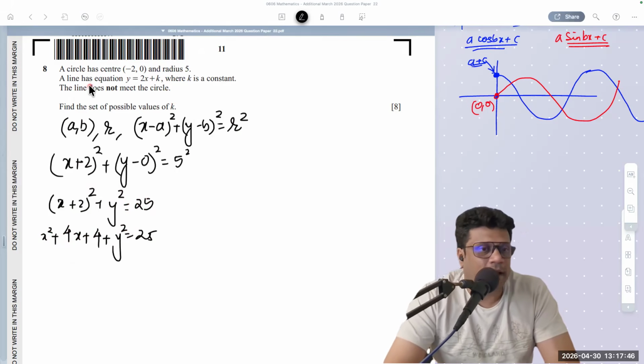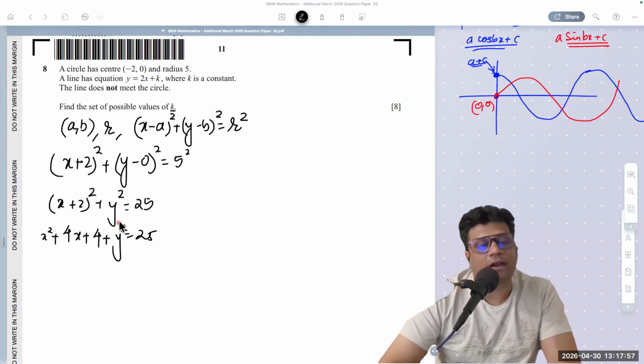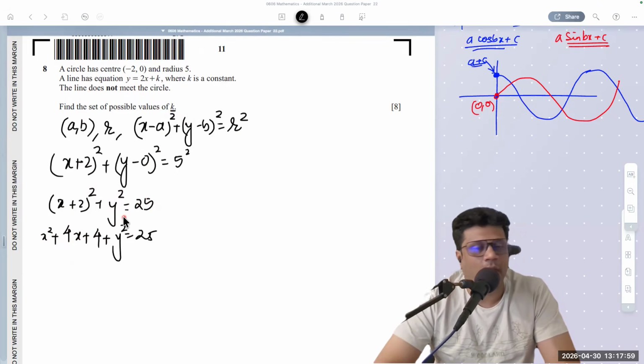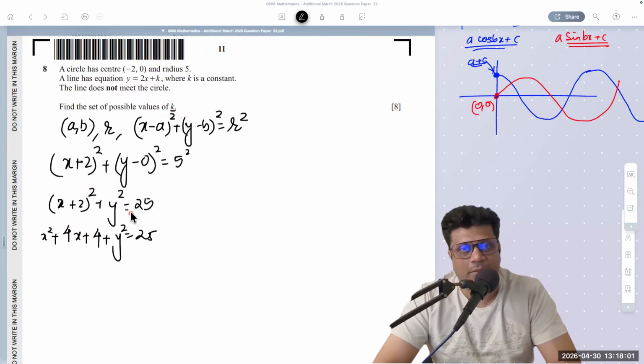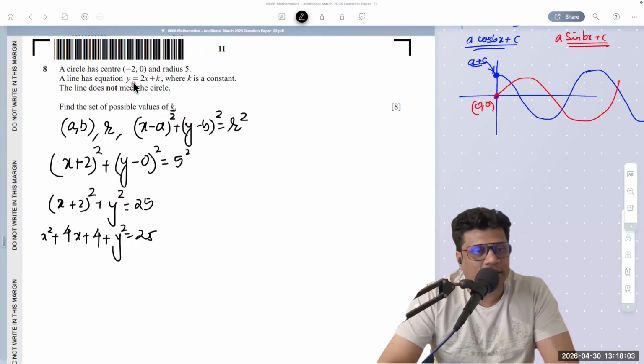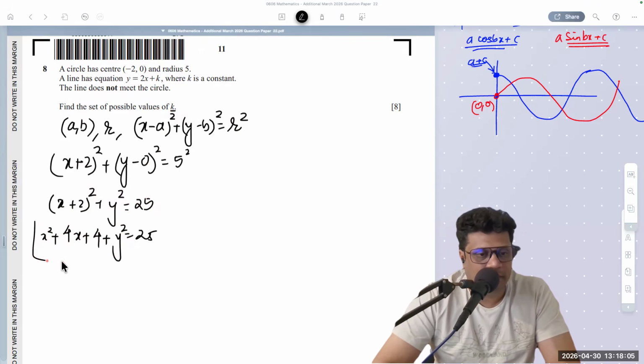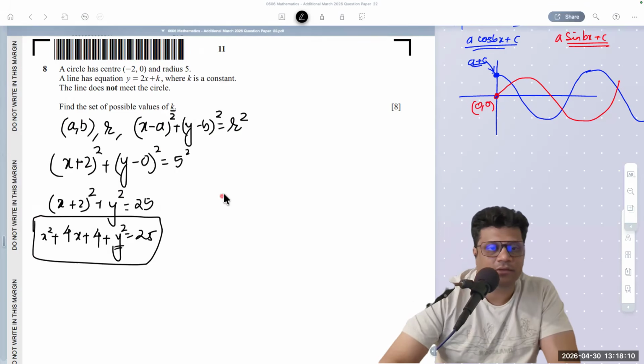Okay. Now they say there is a line which does not meet the circle. Okay. Find the values of k. Well, I know to find out the points of intersection of a line and a circle, I always try to solve them like a simultaneous pair. So y is 2x plus k, which is what I'm going to substitute here. Okay, so let's see.